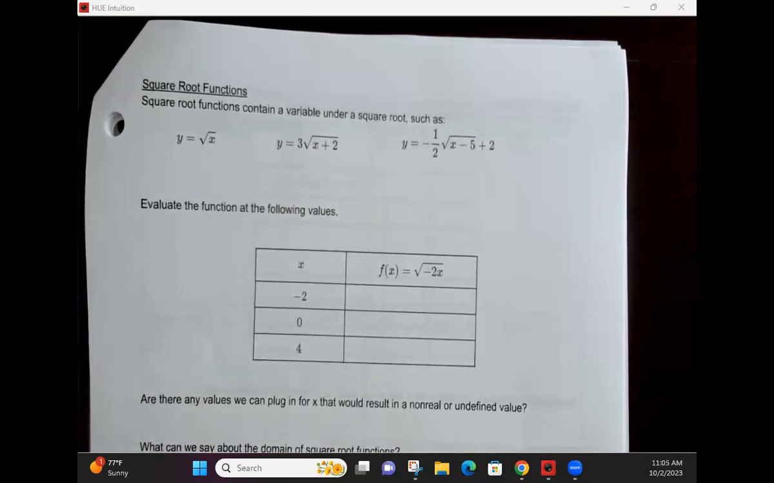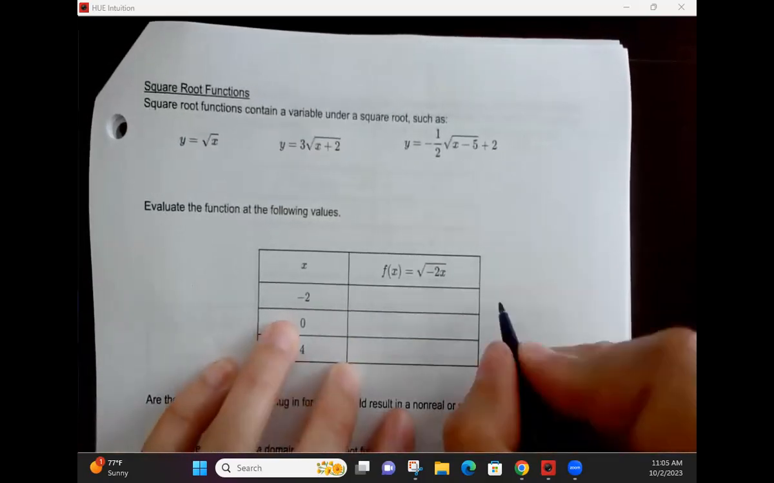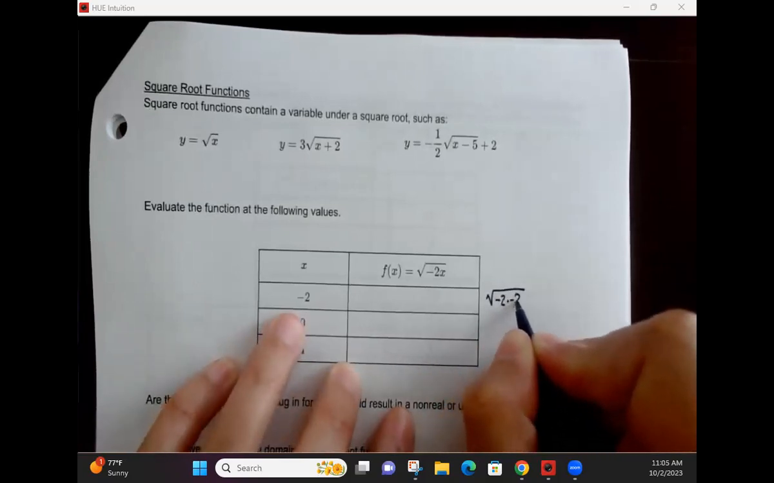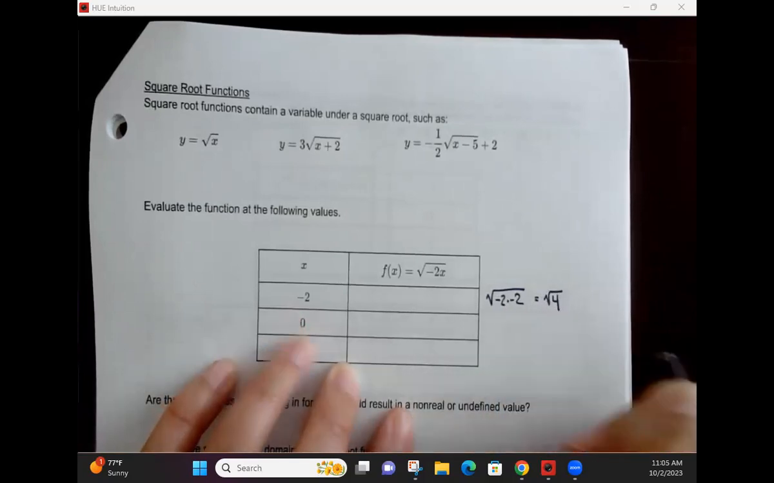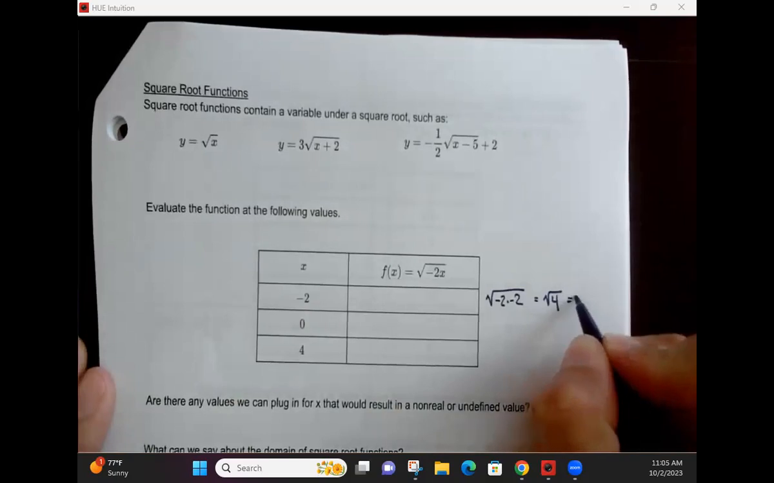So let's make a little table here as well. We've got some values to plug in for x. This would be the square root of negative 2 times negative 2. So that's the square root of 4. Any problems with the square root of 4? Do we know the square root of 4? What's the square root of 4? 2, thank you. Had me worried there for a minute.